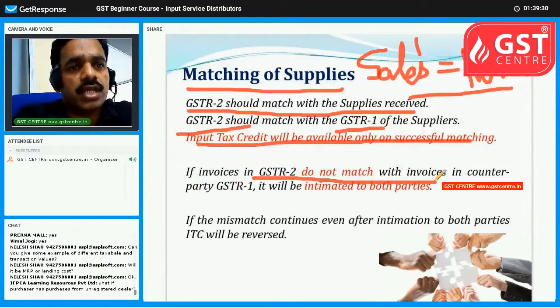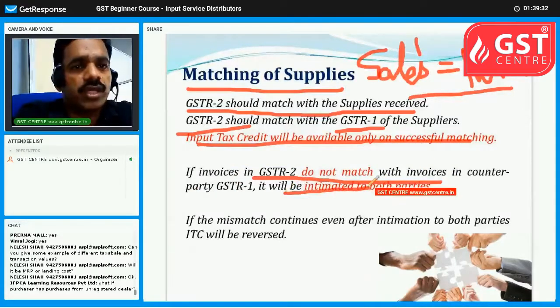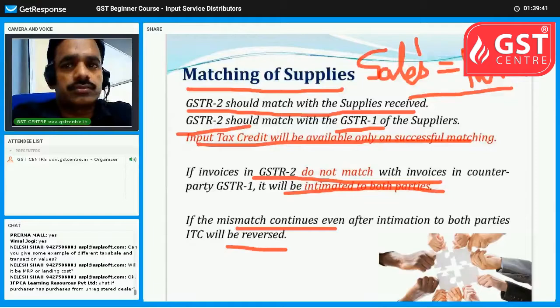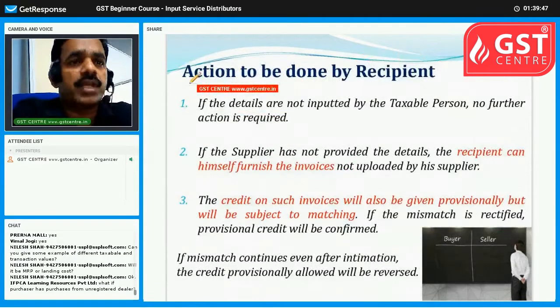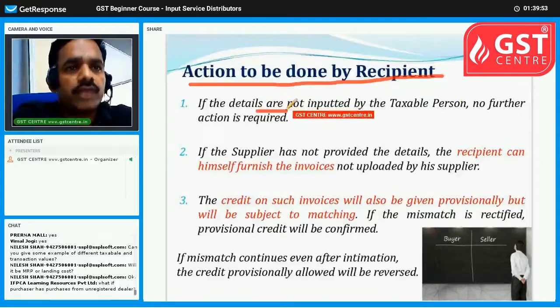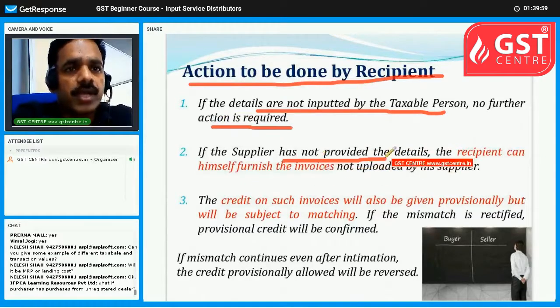Okay. And if invoices in GSTR2 do not match with the invoice, it will be intimated to both parties. And if that mismatch continues even after intimation to both parties, ITC will be reversed. Then, action to be done by the recipient. What should Kishore in Delhi do? If details are not inputted by the taxable person, no further action is required.